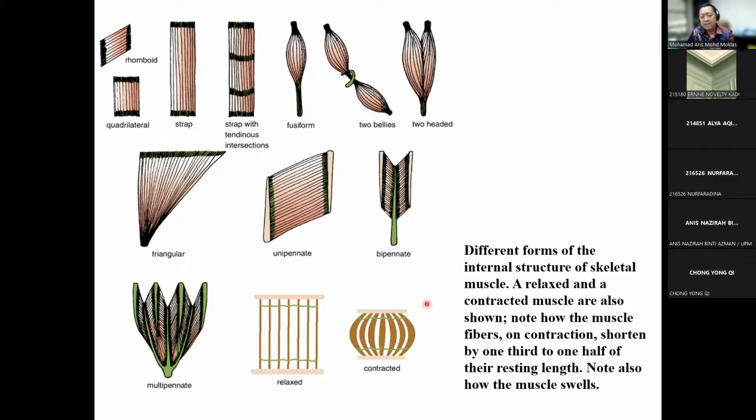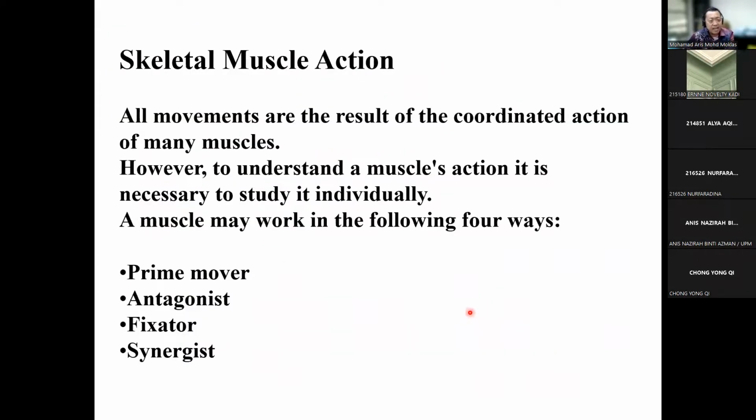Sometimes by looking at the name of the muscle, you understand the feature. For example, rhomboid muscle: you understand why it's called rhomboid, because the shape is a rhomboid shape. Now, muscle actions. All movement is the result of the coordinated actions of many muscles. However, to understand a muscle action, it is necessary to study it individually.